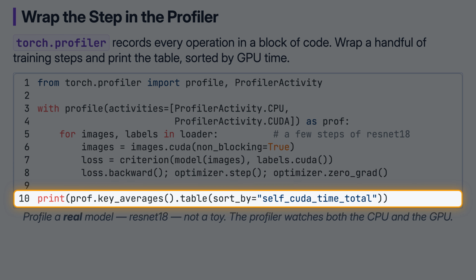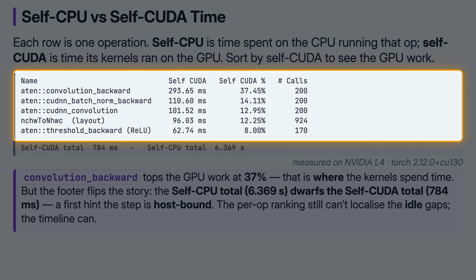Each row is one operation. We sorted by self-CUDA to rank the GPU work. Aten convolution backward is widest, at 37% of the GPU time. Then batch norm backward, the forward convolution, a layout kernel and ReLU.